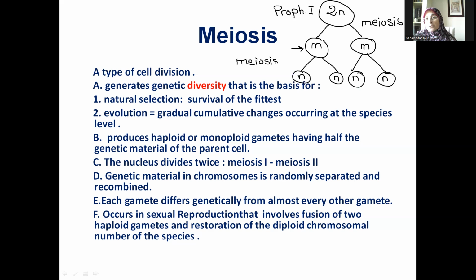In meiosis 2, we start with N, and we end up with two daughter cells, each having N. So we start with a mother cell, and we end with two daughter cells that have the same number of chromosomes. So we can say that meiosis 2 is similar to mitosis. Why? Because the chromosomal number is not changed or altered.